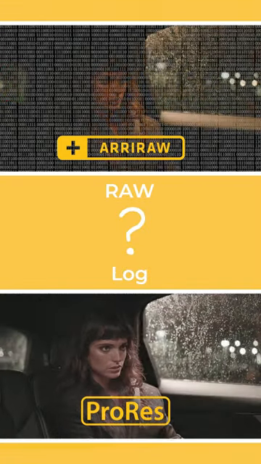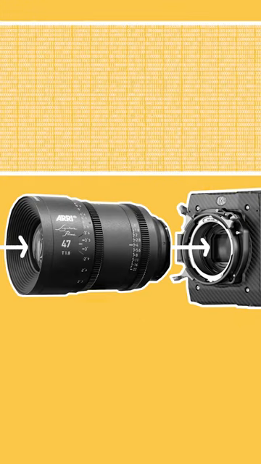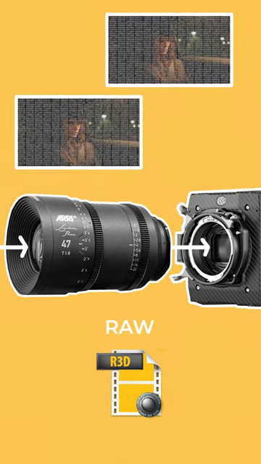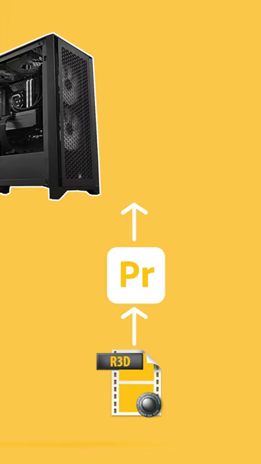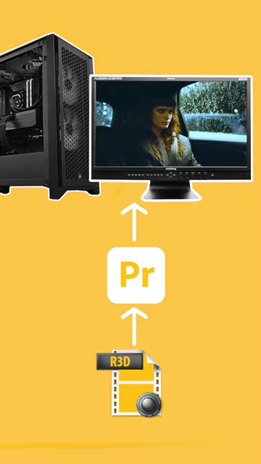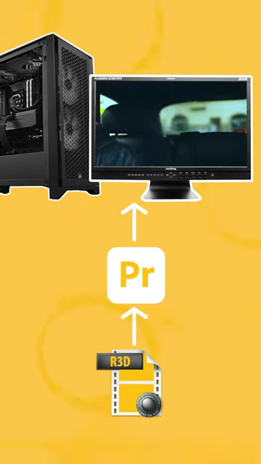Ever wondered what makes RAW different from log footage? When light hits the camera's sensor, it is recorded as data. RAW recording captures the original data as individual pictures, like R3D files, without turning it into a video clip. Later, using software, this RAW data can be converted to an image, where settings like white balance and ISO can be altered, providing maximum flexibility in post-production.